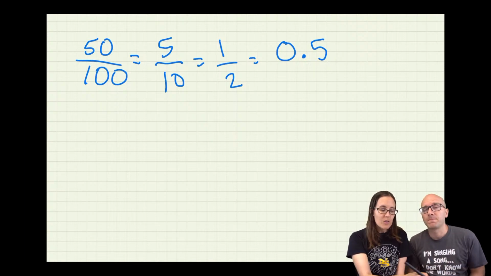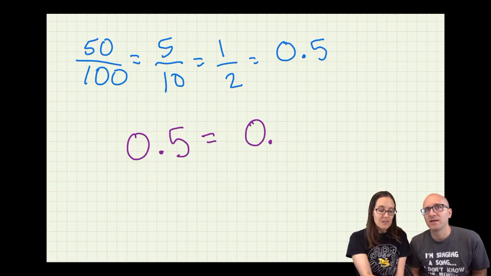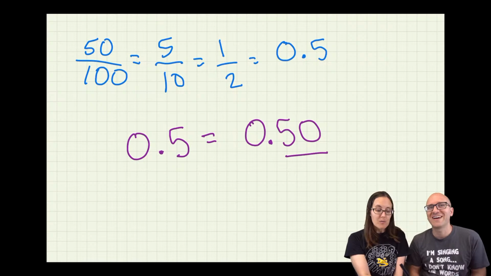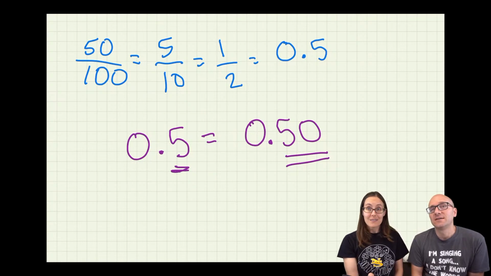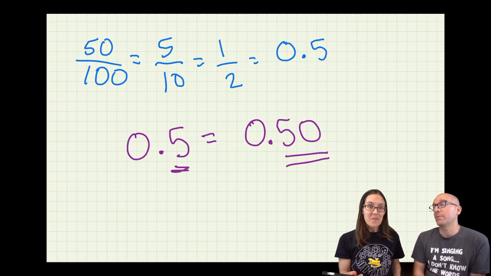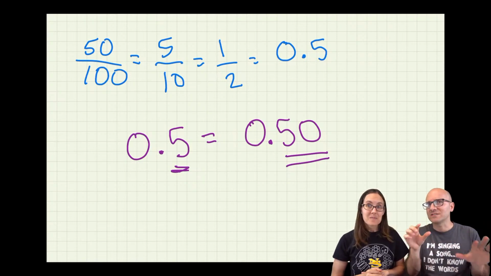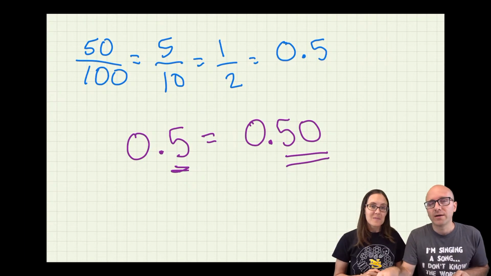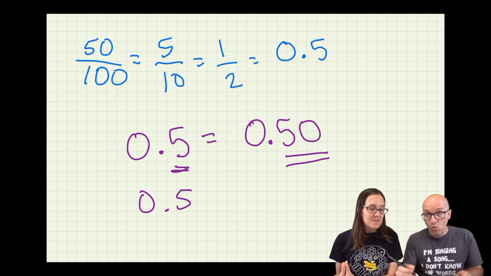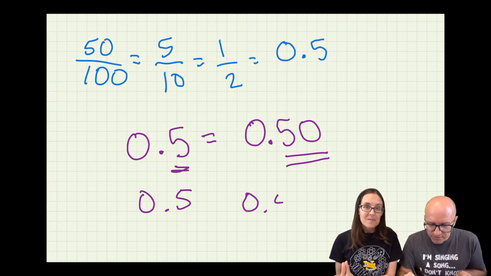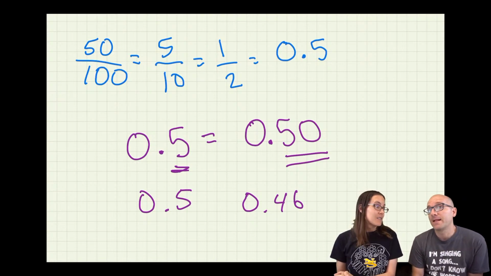So what you really just told me is that 0.5 is the same as 0.50, because that would be 50 hundredths, right? And this would be 5/10ths, but they're the same. They are the same. And that is one of the biggest mistakes students make, to think of those as different values. Or if you ask, which is bigger, 0.5 or 0.46? So which of those two decimals is bigger, Science Mom?